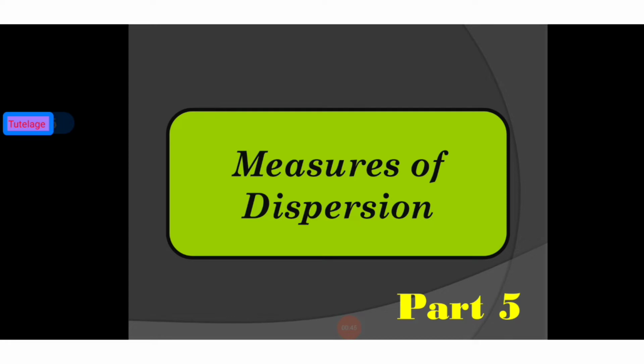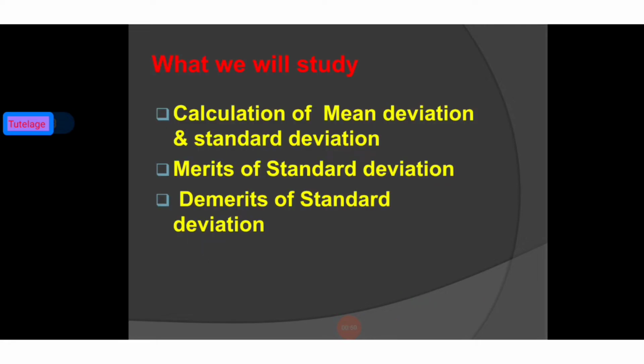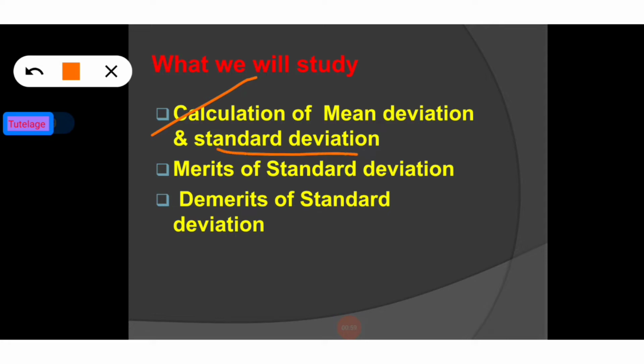So learner, let's move on to the next slide. Here we can see some topics for today's discussion. First one is calculation of the mean deviation and the standard deviation. We have already told what you mean by a mean deviation and standard deviation, and what the basic differences between mean deviation and the standard deviation are. So today we will discuss the calculation process of the mean deviation and standard deviation both.